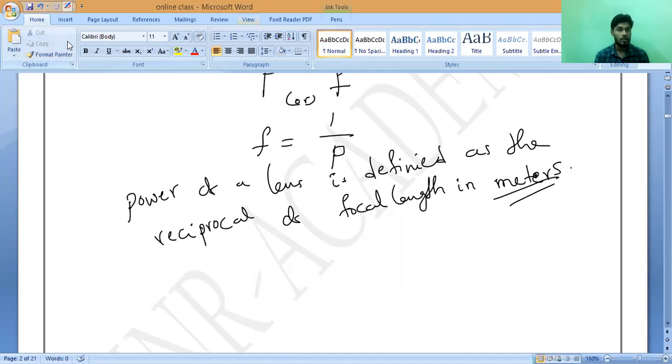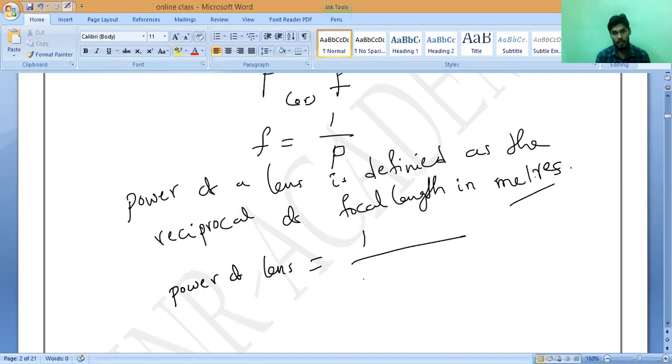So from this I can write the formula. What can you write as the formula? Power of a lens equals 1 by F, which is equal to 1 by focal length, but in what? In meters. That is very important.